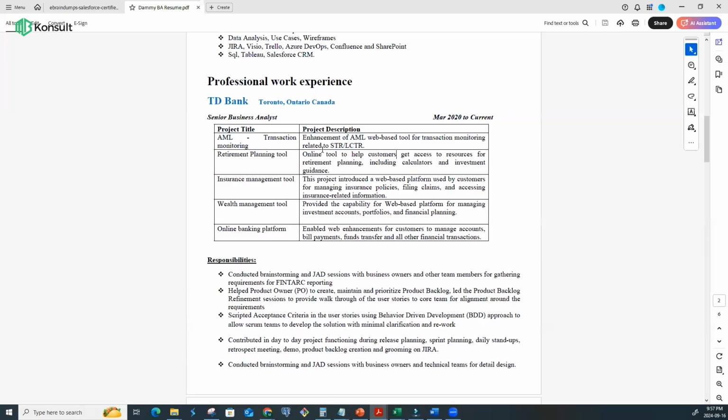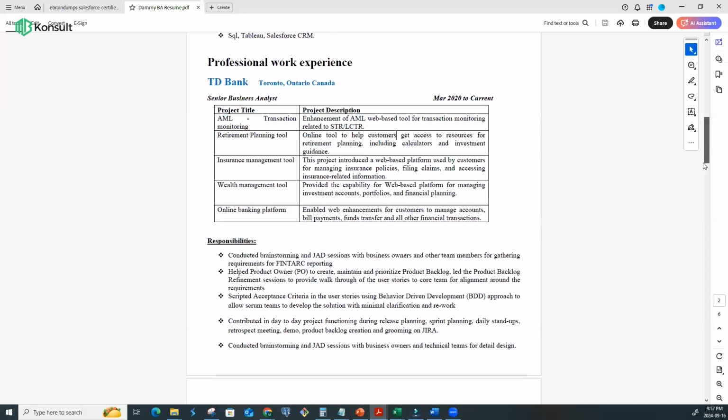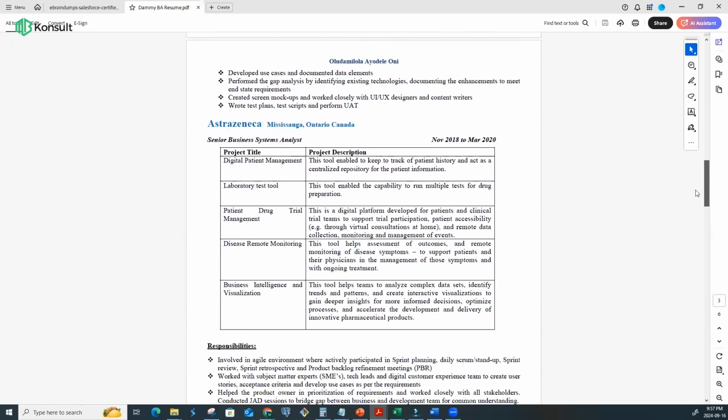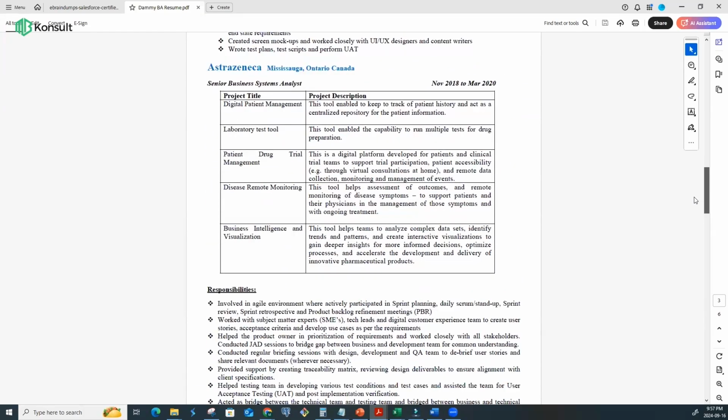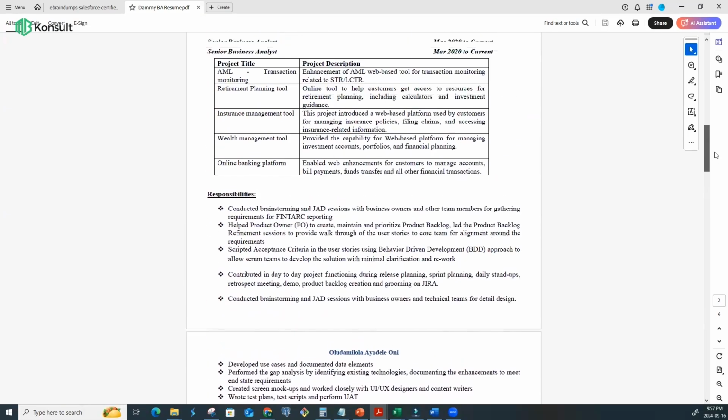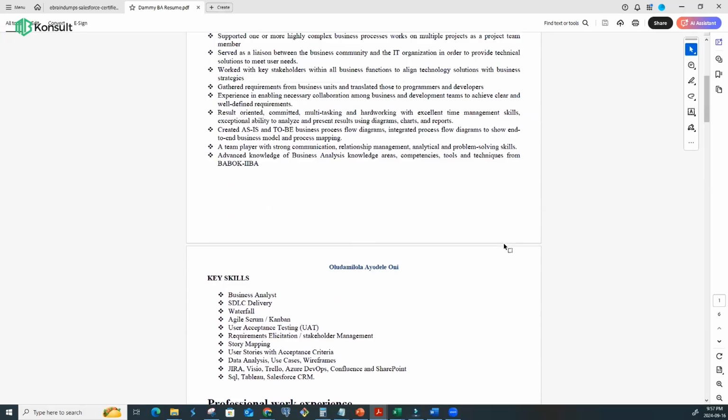So maybe I can pick this first project in Citibank, the AML. I can go to AstraZeneca, pick the first one, the digital outpatients, whatever, anyone you want to pick. That's why I say have 3 or 4 that you can speak to. Then depending on the question, you just pick it up and say, this brings to mind, or I recall when I was on this project at blah, blah, blah. And then you start talking.